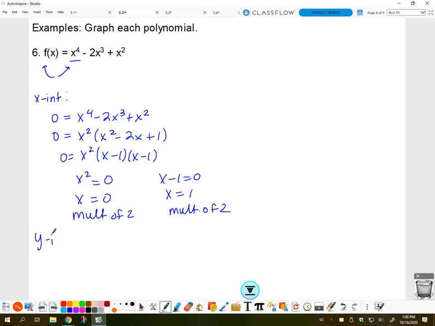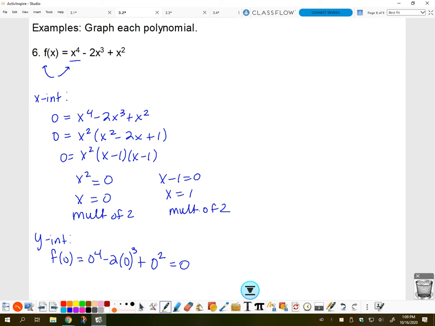Alright, and then we can find y-intercept. And to do that, you just plug in 0. Remember we said at the very beginning that your y-intercept is going to be whatever your constant is. Well, since this one doesn't have a constant, that means that the y-intercept is 0, as you can see.